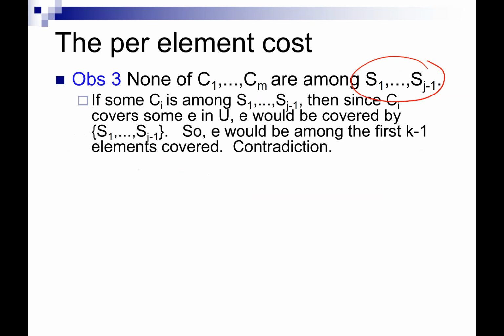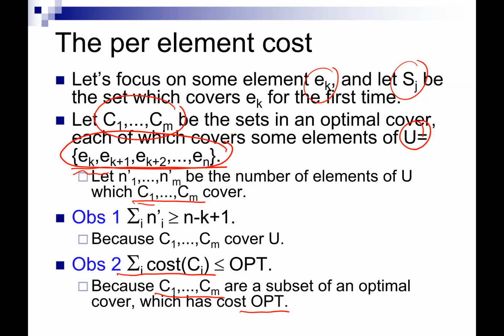Okay, and the reason is that, let's say one of these sets, let's say Ci, is among one of the first j minus 1 sets that we selected. Now we know that Ci is going to cover some of the elements of U, where U are these elements over here, ek up to En. So let's say that Ci covers these elements.